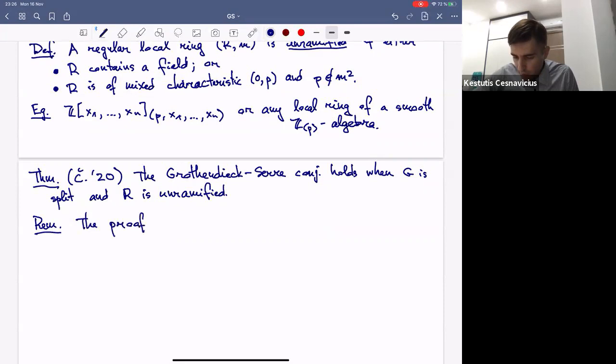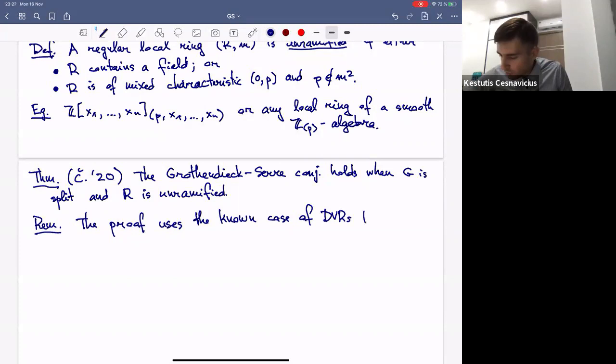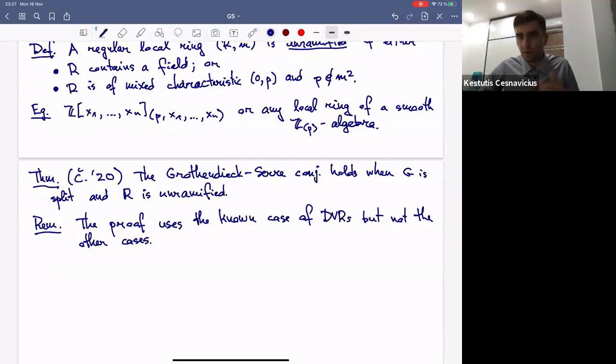Let me right away say that the proof uses a known case of DVRs, the Nisnevich case, the discrete valuation ring case, but not the other cases. In particular, it does not use results of Fedorov and Panin in equal characteristic. It's not that we assume their work and then use that in some reductions, but we rather take their methods and extend them, with some additional ideas, to make them work in mixed characteristic.